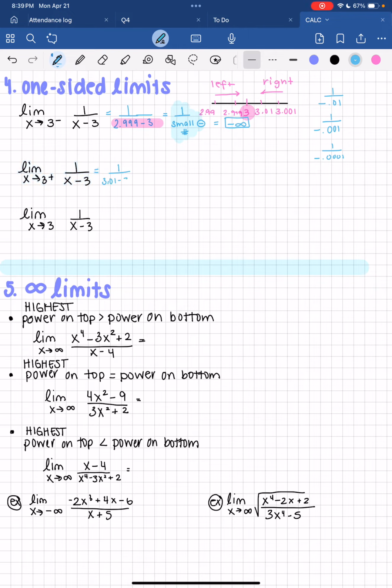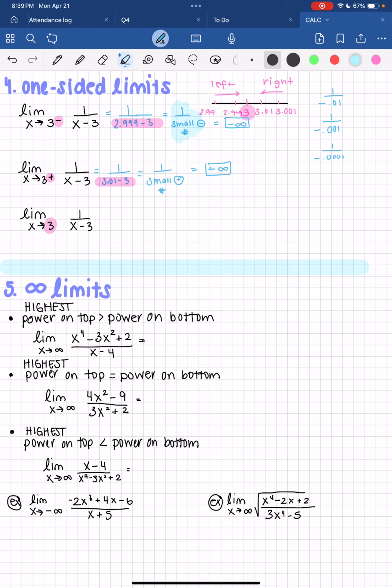Because all you guys want to see is if this number on the bottom is positive or negative. So this is going to be 1 over a small positive number, which is going to be positive infinity. Now, the whole idea of limits is in order for the limit to exist at an integer, the limit from the left and the right have to be the same.